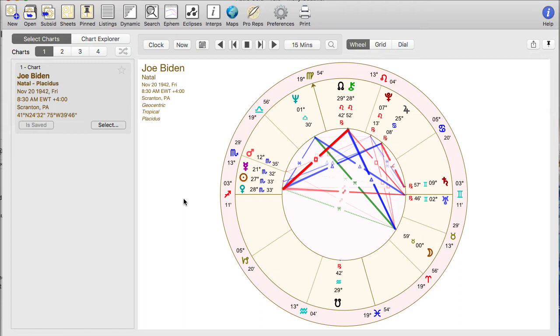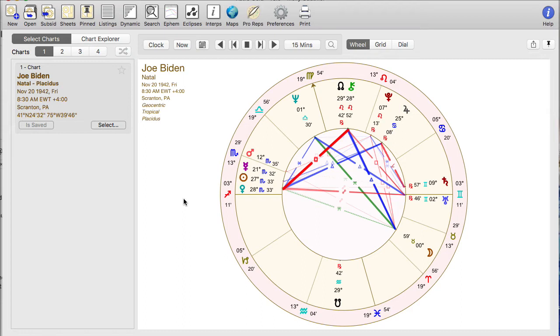You can think about the ruler of a sign as the landlord of that sign. The landlord has a say in what's going on in that sign, even if the landlord is not in that sign. So we can look to the signs that a planet is in to get a little more information, a little more flavor about that planet.